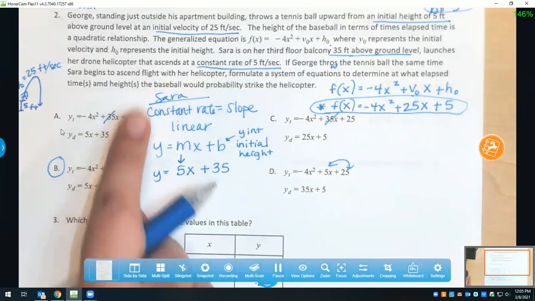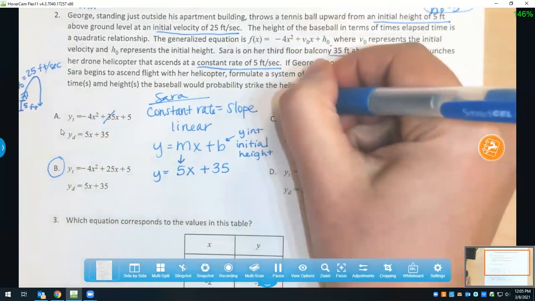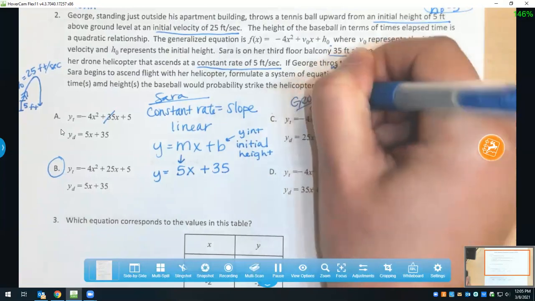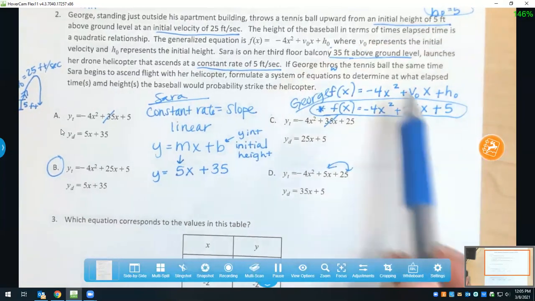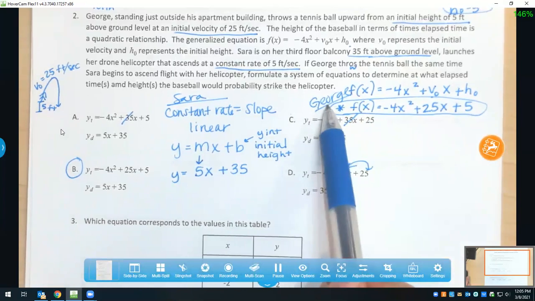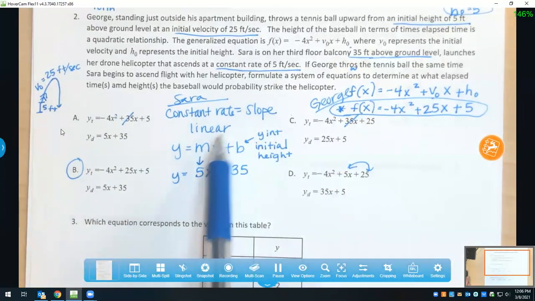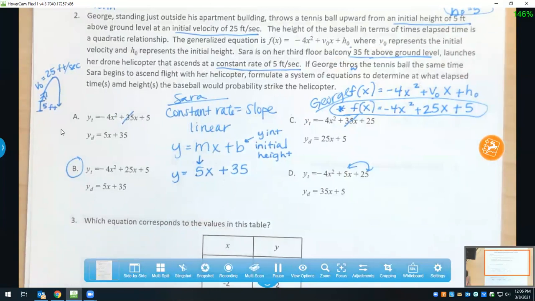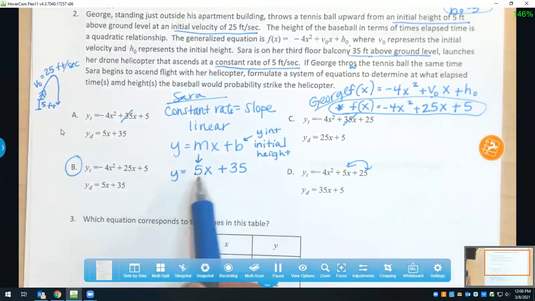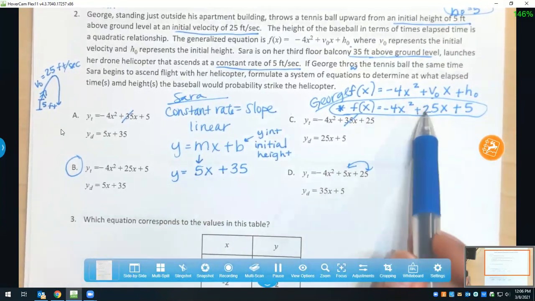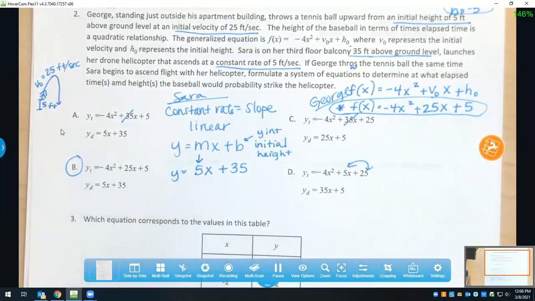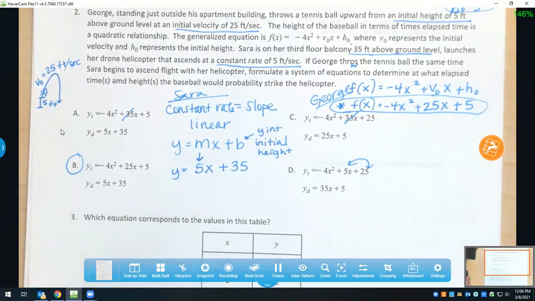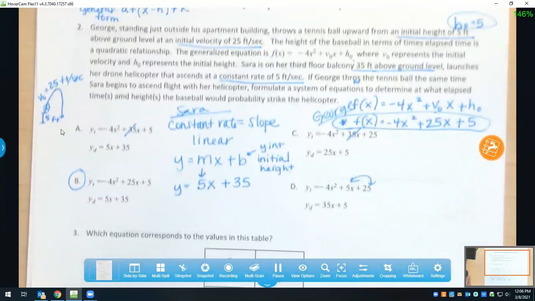So Sarah with her drone, that's a linear relationship. George with the ball, that's a quadratic relationship. They're going to tell you that as far as with the quadratic, but they left you to do a little more thinking on what that linear relationship would be, okay? I know it's a lot of reading, a lot of words, but it's not that crazy hard. It's just knowing what to expect as far as plugging in your values and what your equation would look like there. Okay, questions on 2?